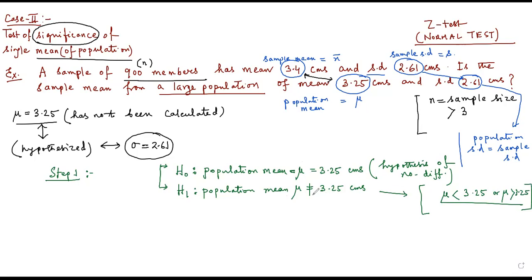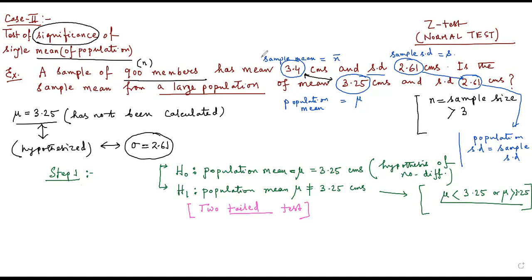So since there are two possibilities in the alternative hypothesis, if it comes out to be true, such a testing is called two-tailed test. Okay, and therefore we are in the domain of a large sample two-tailed test. And I'm going to talk about how to test this null hypothesis with respect to the given information about the sample.